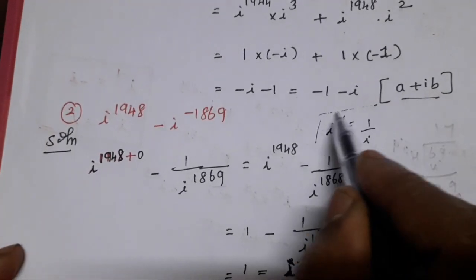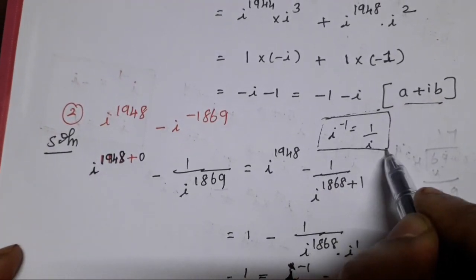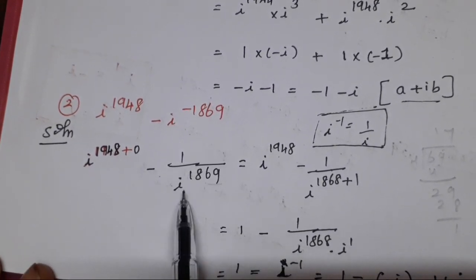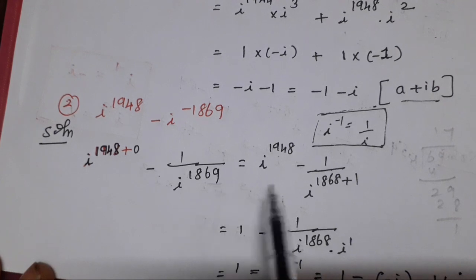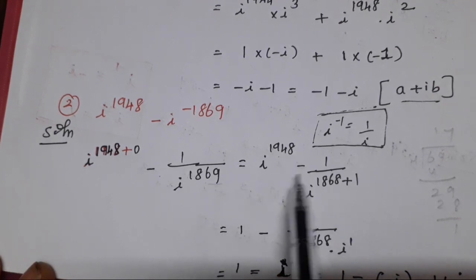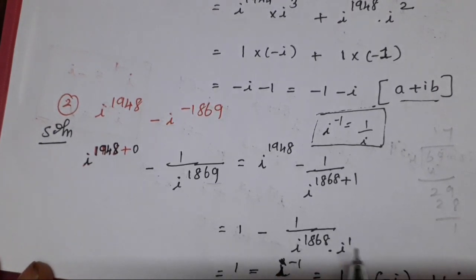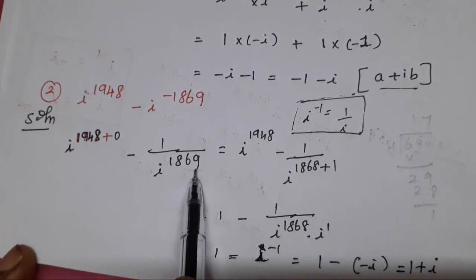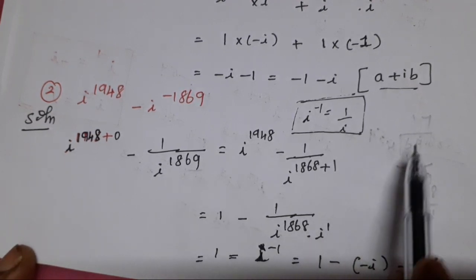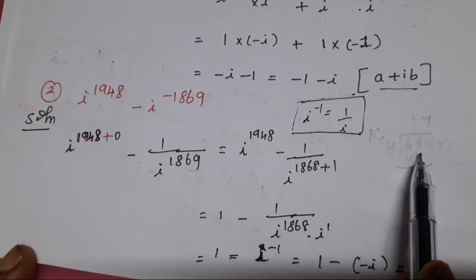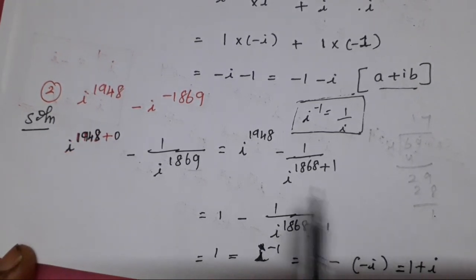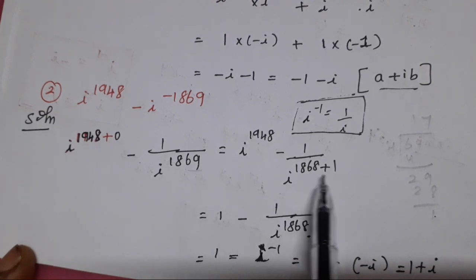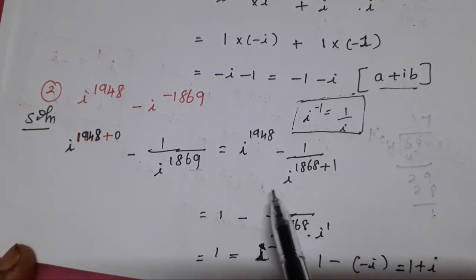Similarly, i power minus 1869 rewrite as 1 by i power 1869. So i power 1948 minus this. See the last two digits: 69 divided by 4, we get 17, don't want to write. So this is 68, because the remainder is 1. So 1869 is split into 1868 plus 1, because 68 is divisible by 4.